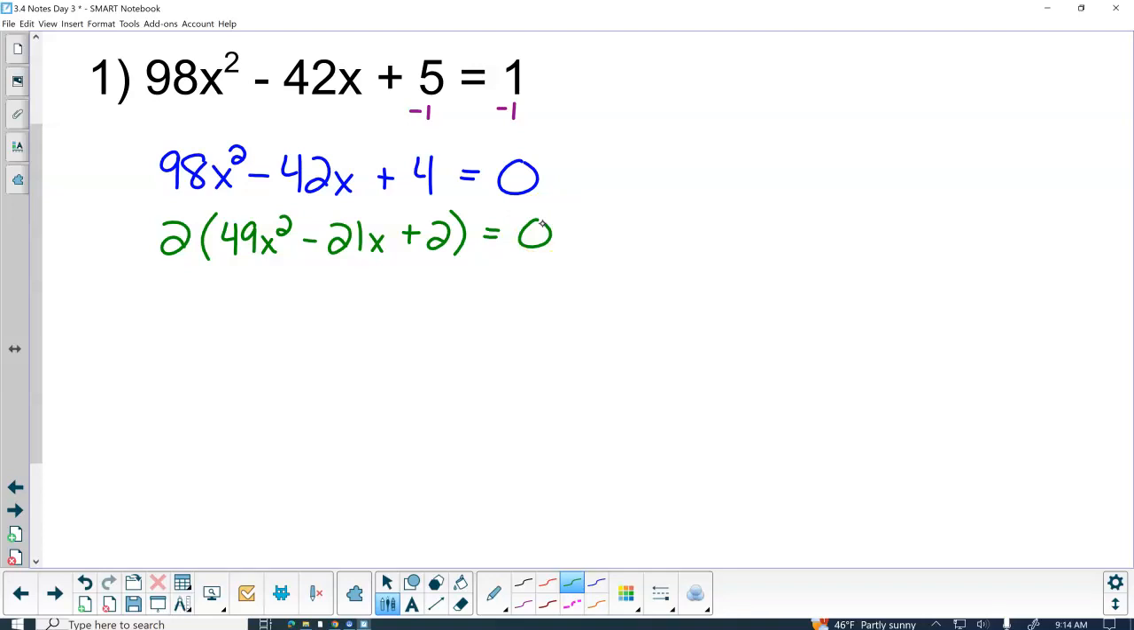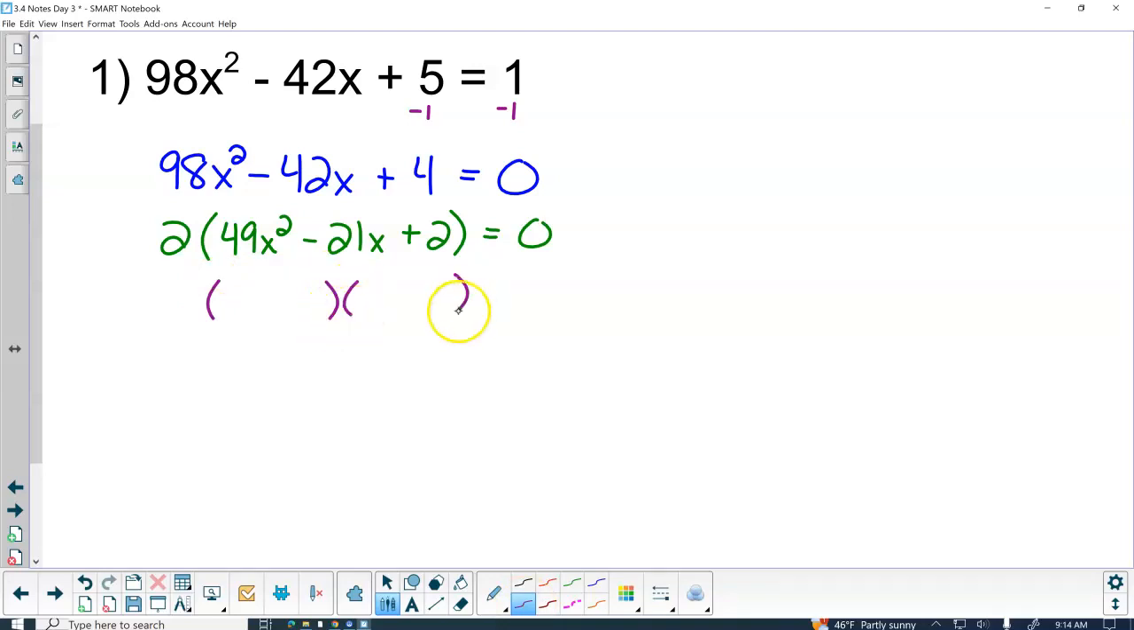Now we got to look at that trinomial and see if that's factorable. If it is, right? If it's not, then we got to use the quadratic formula. Okay? So if it is, yes, good for us. If it's not, uh-oh, we got stuff to do there.